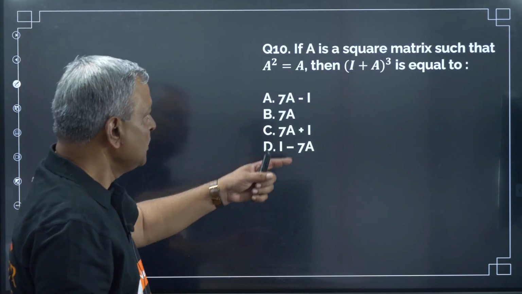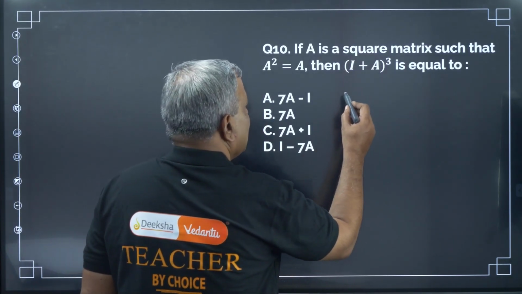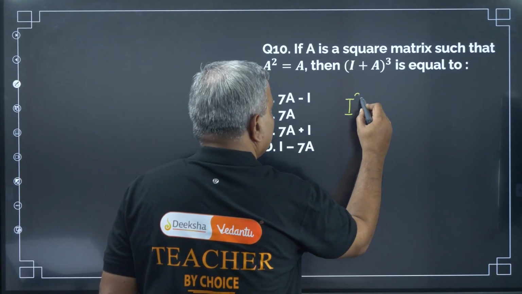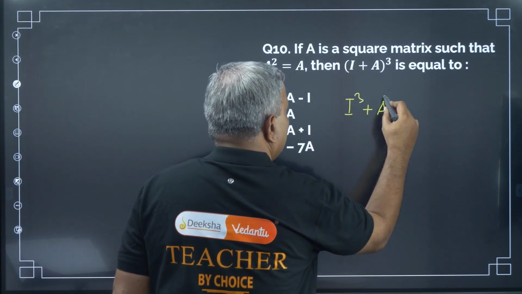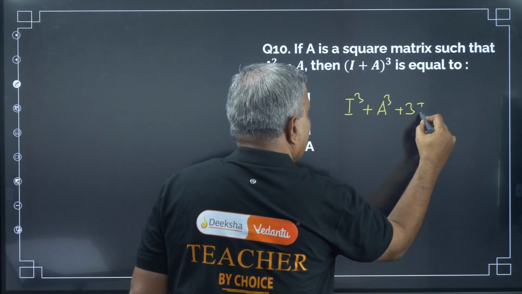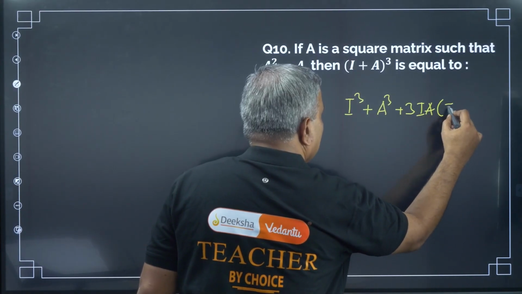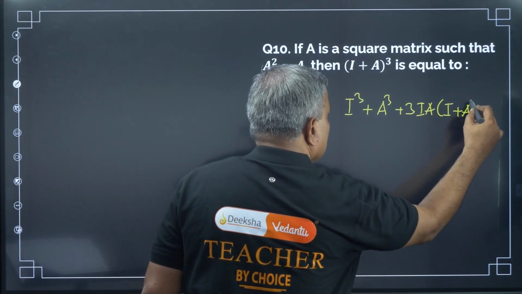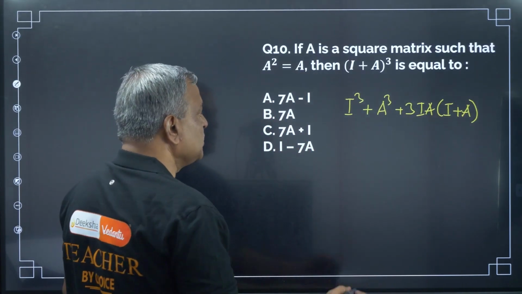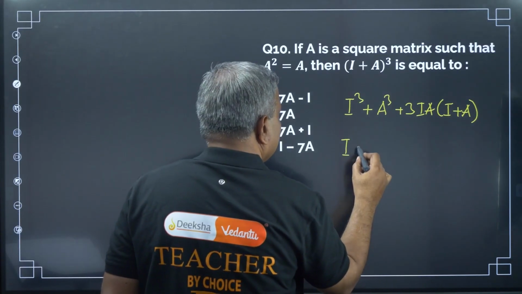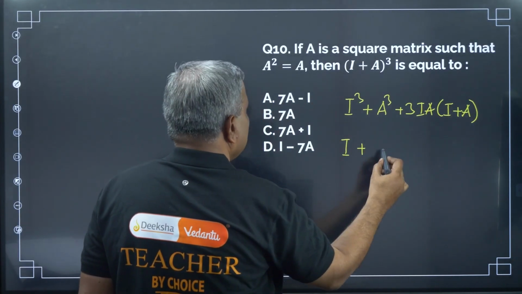how to solve it. So this is (a plus b) whole cube, i cube plus a cube plus 3i into (a plus i plus a). So we use the formula a cube plus b cube. So i cube is i, a cube is what?